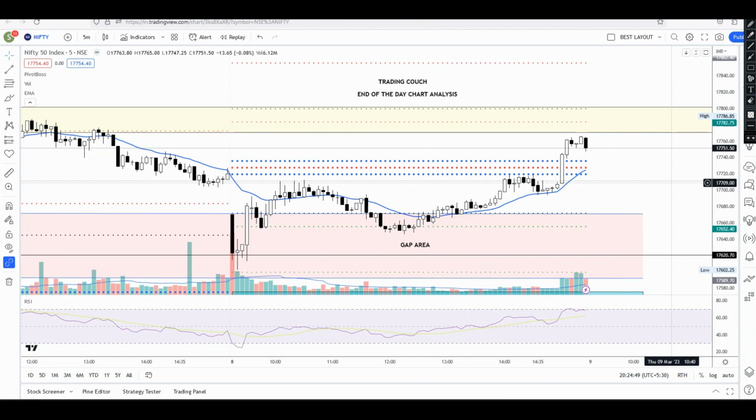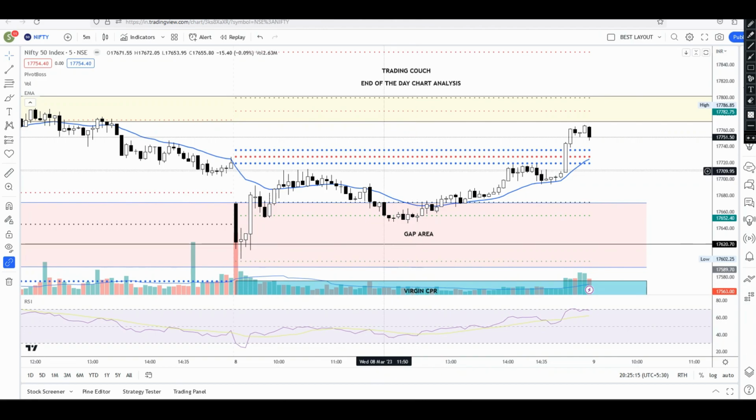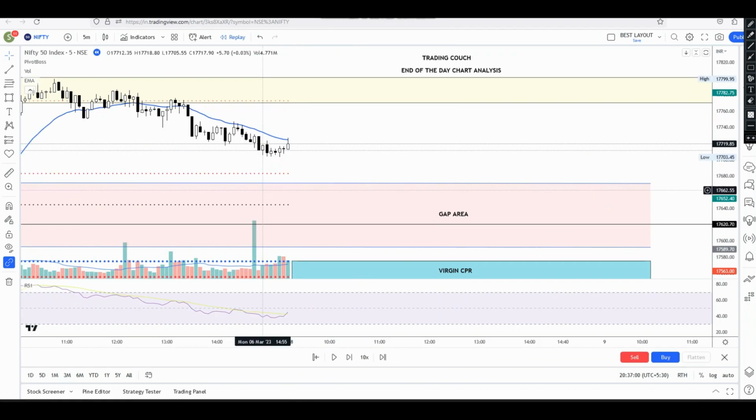This is one more episode of the end of the day chart analysis. Yesterday I had posted a short video on how the market would behave, and it played out exactly the way it was predicted. The market came down, filled up the gap, and went on to move further higher up. So let's replay the candles and see where exactly the trade could have been taken and how it turned out to play in the favor of the trader.